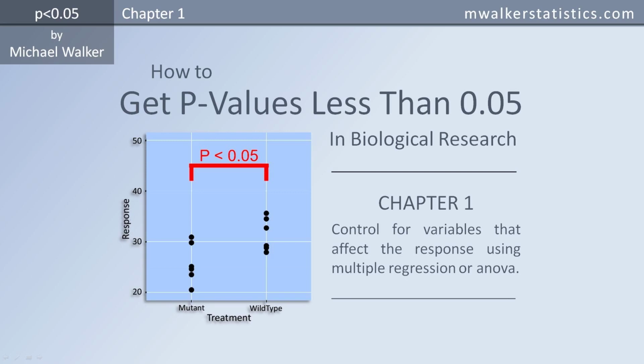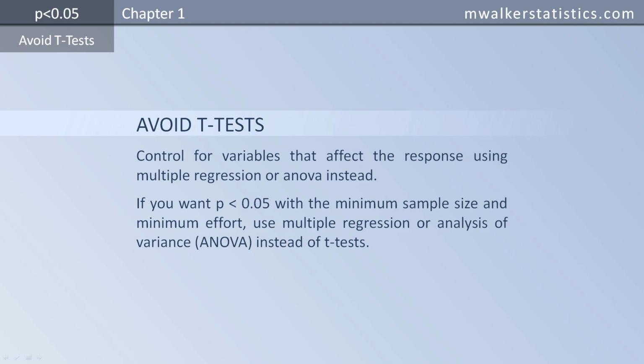Chapter 1. Control for variables that affect the response using multiple regression or ANOVA. Avoid t-tests. Control for variables that affect the response using multiple regression or ANOVA instead. If you want p less than 0.05 with the minimum sample size and minimum effort, use multiple regression or analysis of variance, ANOVA, instead of t-tests.